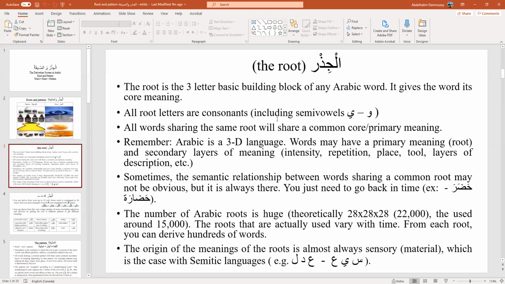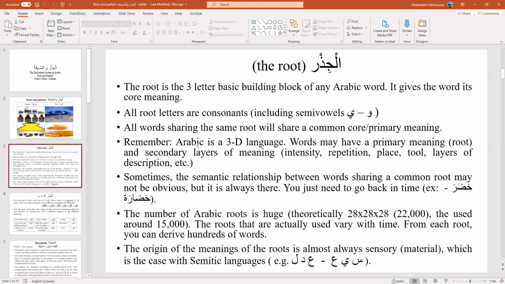The action itself is determined by the root, and the pattern will determine the intensity, as I said, of the action, repetition of the action, place of the action, tool of the action, the doer of the action, the object of the action, layers of description of the action, etc. All of these secondary layers of meaning are determined by the pattern, but the root is determining the action itself. So don't forget, the action itself is determined by the root. The additional layers of meaning that have to do with any of these things right here are determined by the pattern.